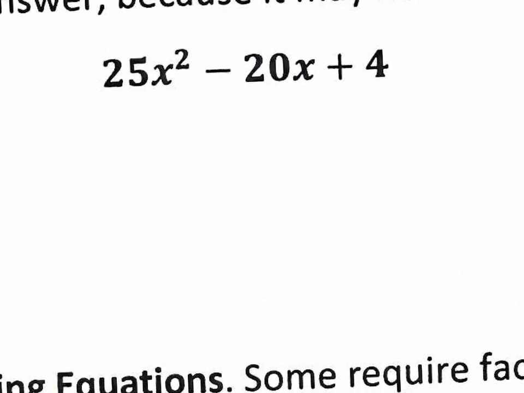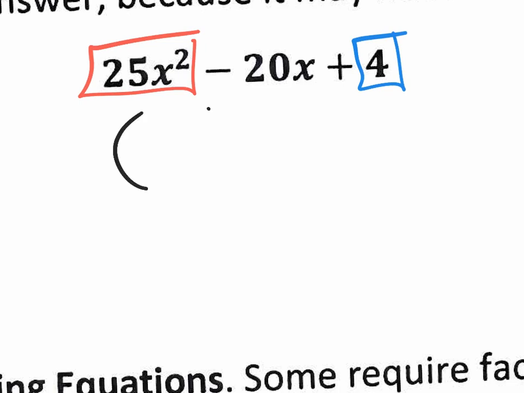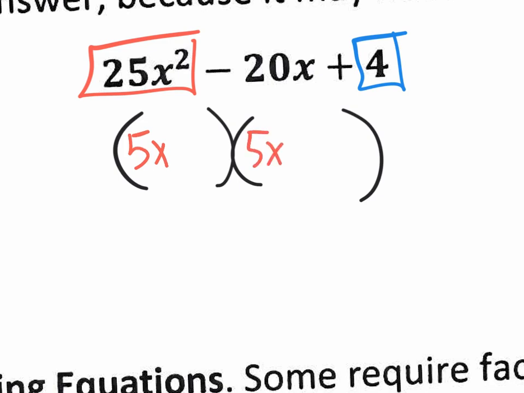Whenever you notice that you have a perfect square term in the front and a perfect square term in the back, you might be able to jump right into your factored form and take the square root of this guy, which is what? What's the square root of 25x squared? 5x. So you put 5x as the beginning part of both binomials. And then what is the square root of 4? 2. So you put that as the second part of both binomials.